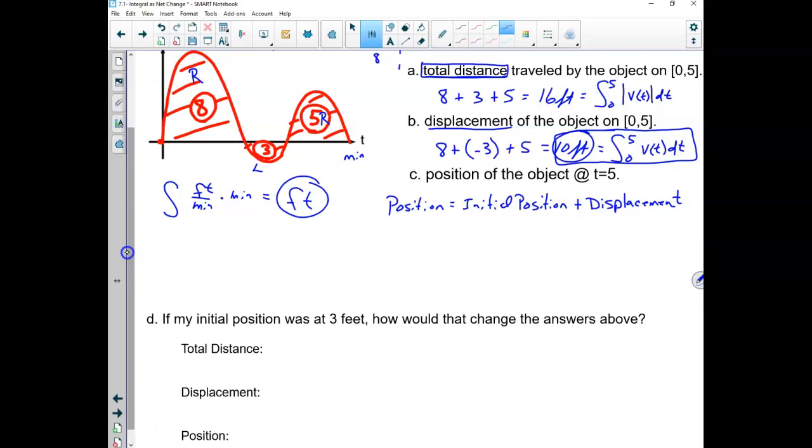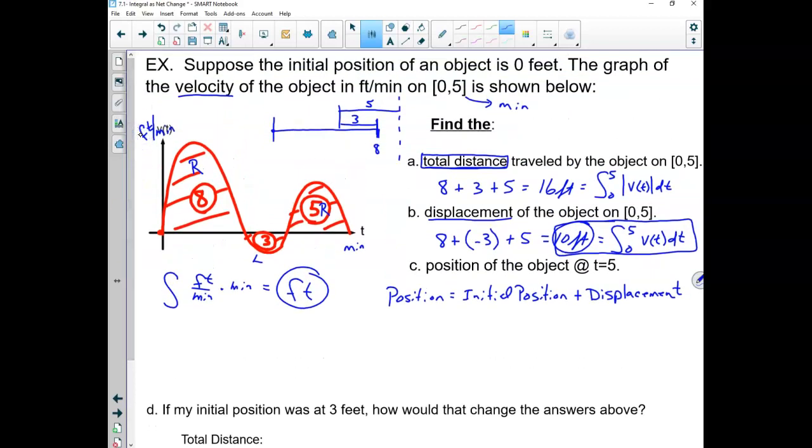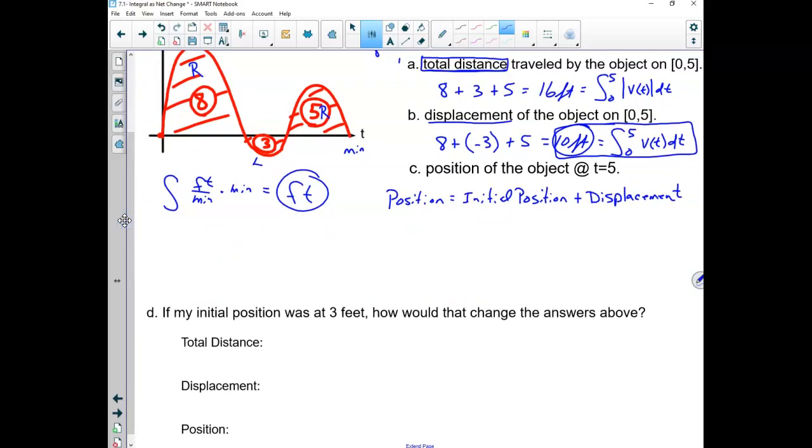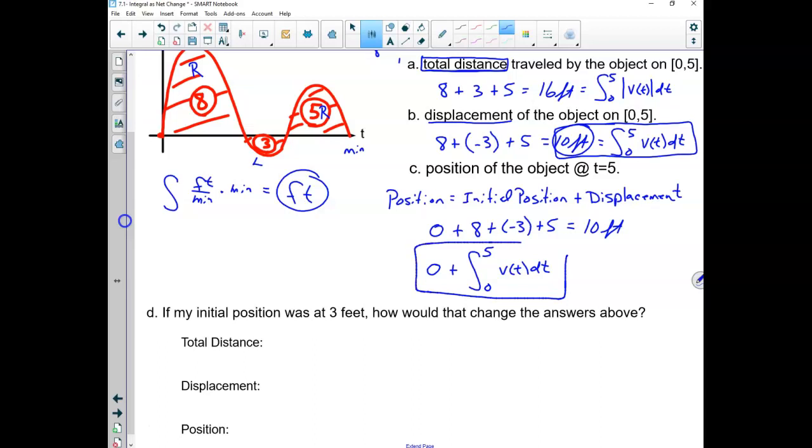So if I'm looking at this, and up here on the top, I believe it says the initial position of an object is 0 feet. So if I want to know where this particular thing is, I'm going to take 0, my initial position, plus my 8, plus my -3 to the left, plus my 5. And because I started at 0, my position is going to be 10 feet. And if I wanted to show that as an integral, I'm going to show my initial position 0 plus my integral from 0 to 5 of v of t dt. It's an important one to be able to see as far as my position.